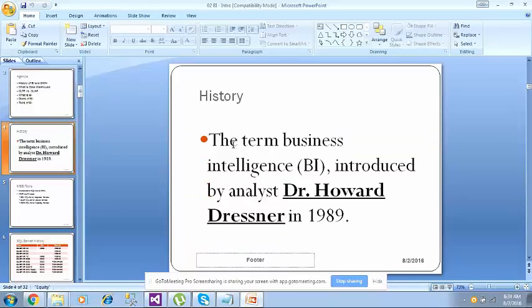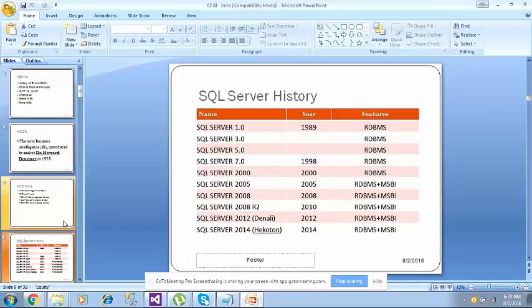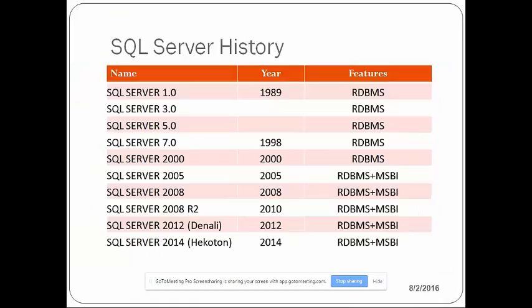The term business intelligence was introduced by analyst Dr. Howard Dresner. When you see this diagram here, SQL Server was initially started by Microsoft in 1989, and at that time it was purely an RDBMS tool. Until 2000, it is purely an RDBMS tool. In 2005, Microsoft added MSBI content, and SSIS, SSRS and AS got included here.